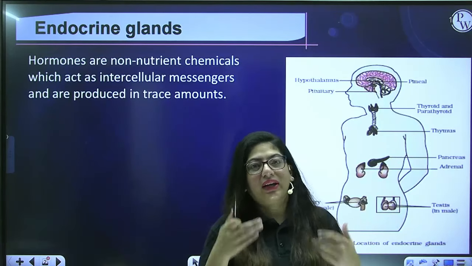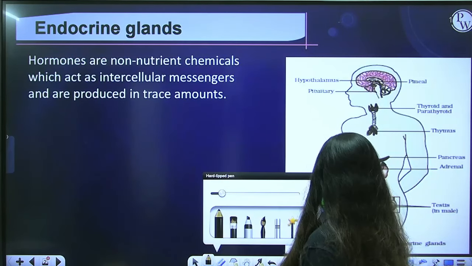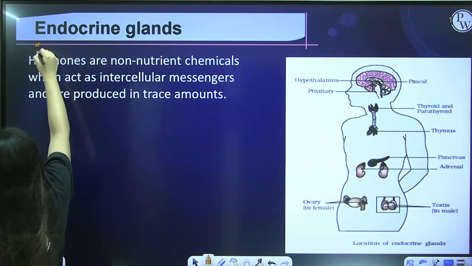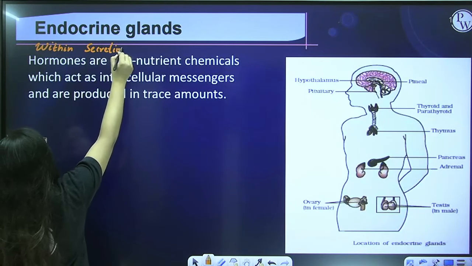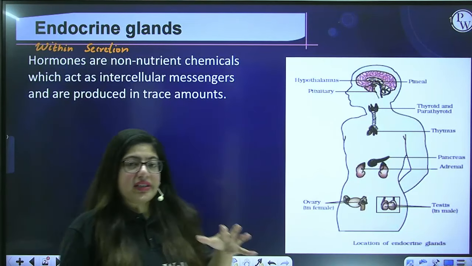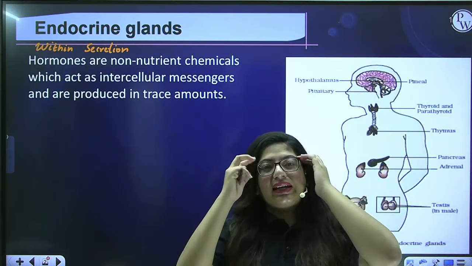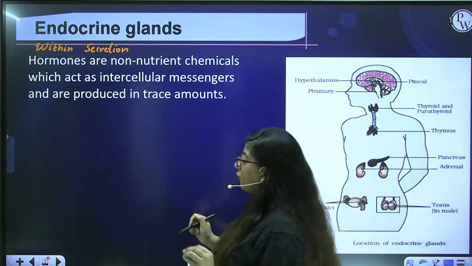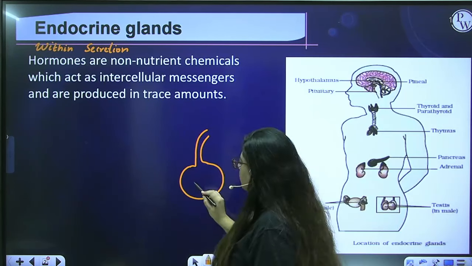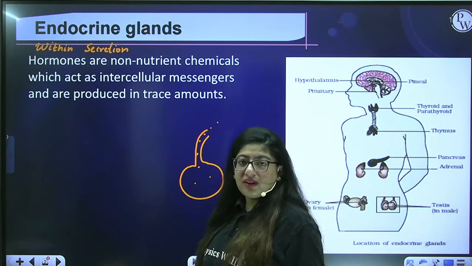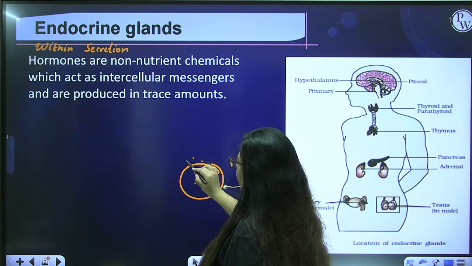So what are endocrine glands? Endo means within, crine means secretion. So they are secreting something, but that secretion is present inside your body. So this gland is a ductless gland. If you remember, in the exocrine gland, we have small ducts through which the secretions are poured outside, whereas in endocrine glands, these ducts will be absent, right?